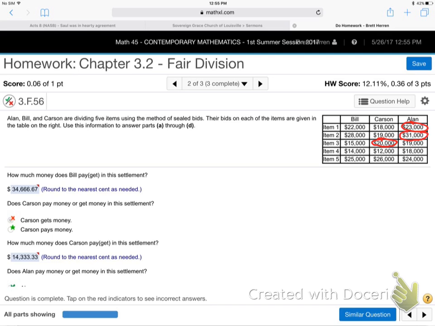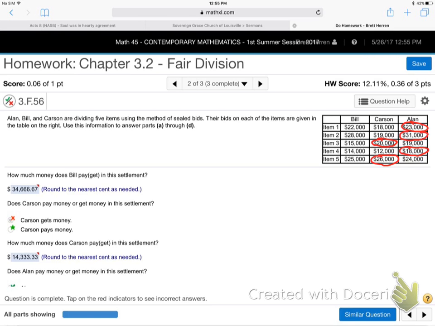Alan's going to go home with a lot of stuff, but he's going to have to pay a lot of cash back, isn't he? Who gets item number 5? Carson. Look at that. Bill got nothing, but he's going to get a lot of cash. So there's how we pass out the items. They'll ask you a bunch of questions about the items.